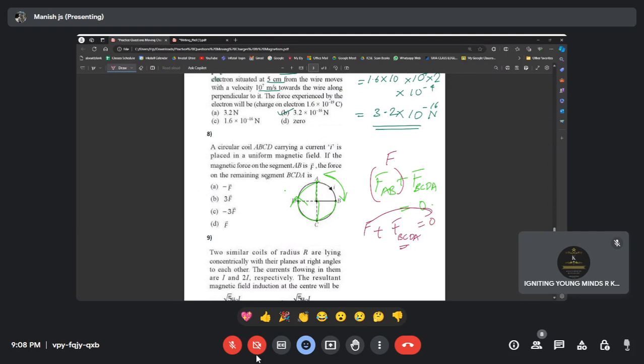The F term goes that side, it becomes minus F, right? The answer is minus F. So it is minus F. Option A is right in this case.